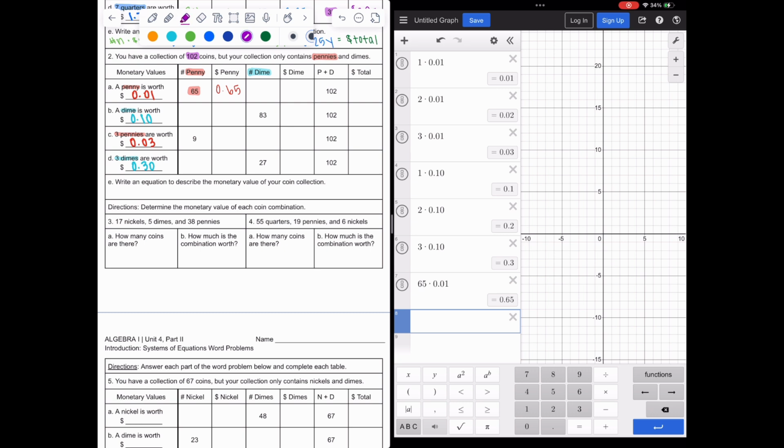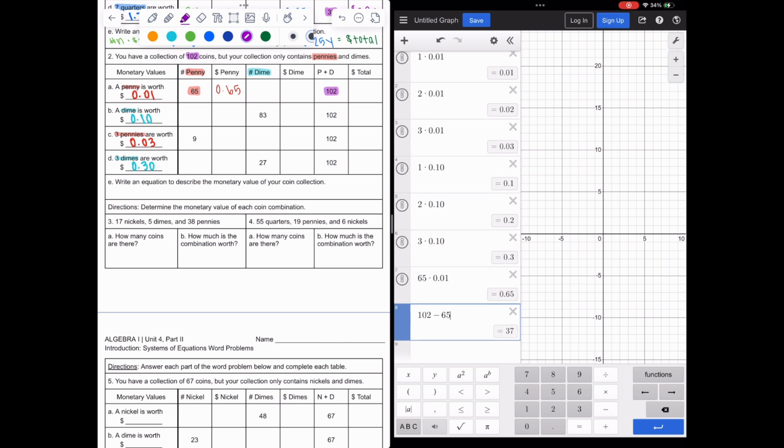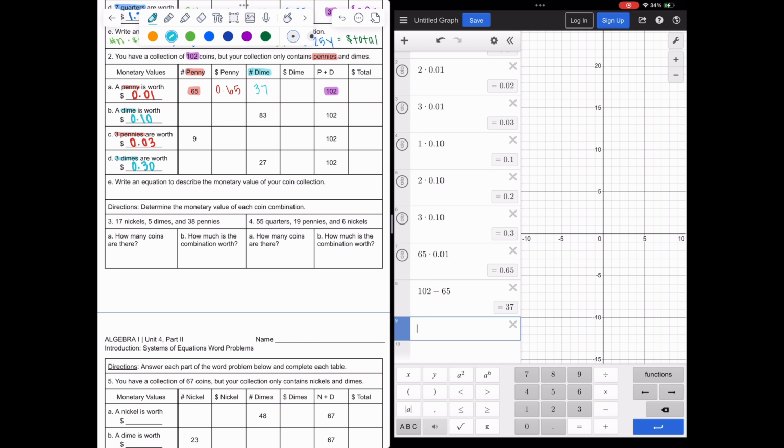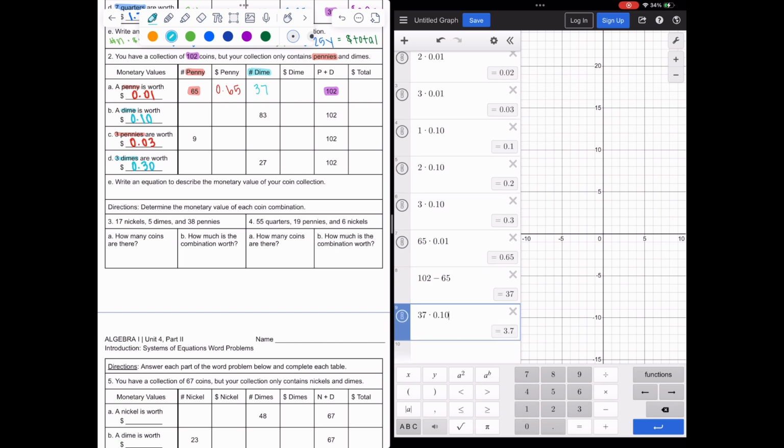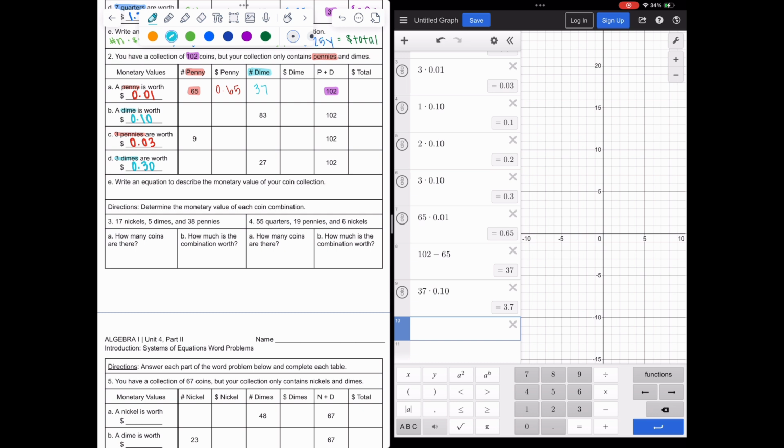The next thing that I want to figure out though is if I have 102 coins in my collection and 65 of them are pennies, I know the value of 65 pennies. What I need to figure out is how many dimes are there, 37, and then I need to figure out how much 37 dimes are worth. So if each dime is worth 10 cents, 37 dimes are worth $3.70.